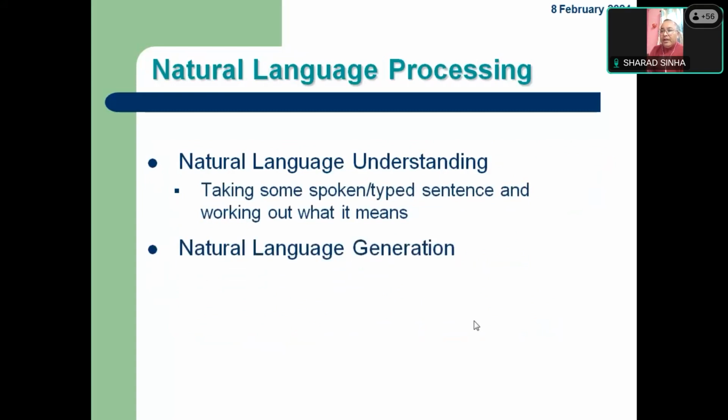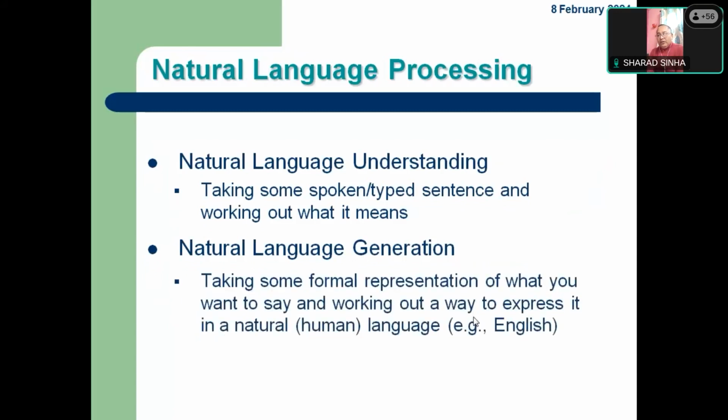Another task is natural language generation. When the machine is talking back to us, responding in our own language, it should generate what it wants to say in our own language. That comprises taking some formal representation, we may have tabular data or something else, and from that it constructs the sentences or sounds, because the expression may be in terms of text or speech. We store data in some structured manner, and from that it works out and expresses those things in our own natural language, for example, English.